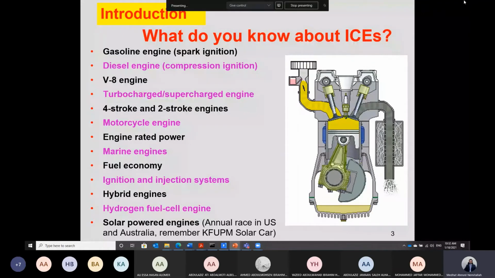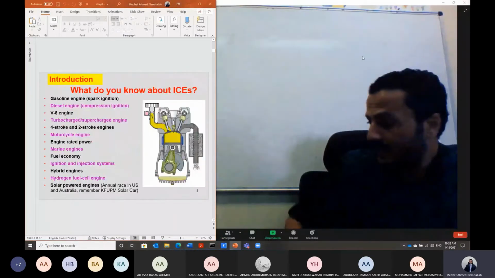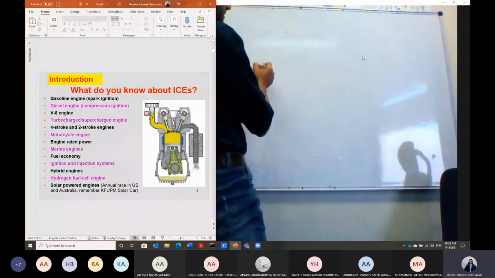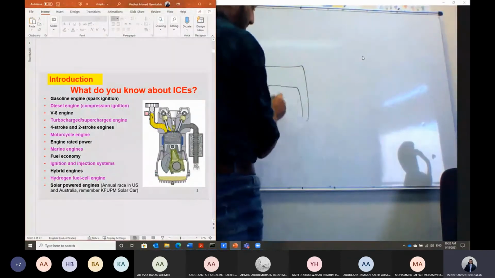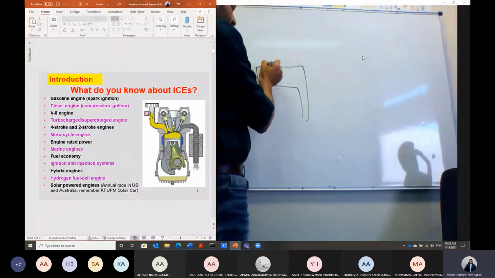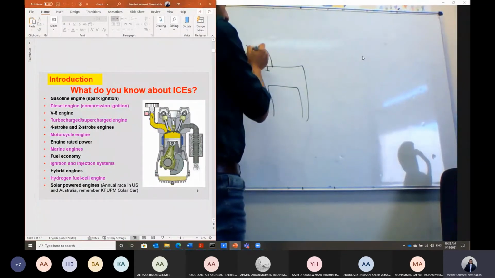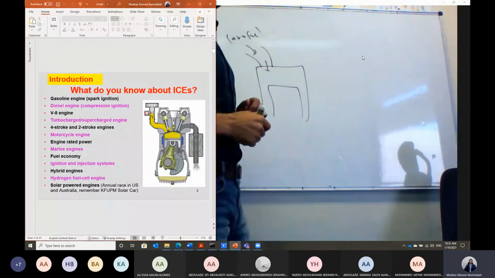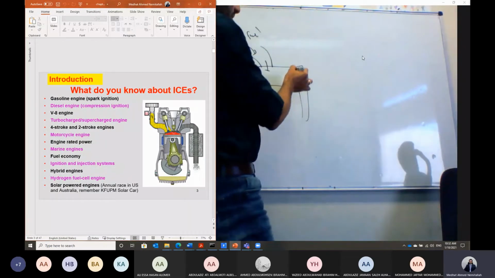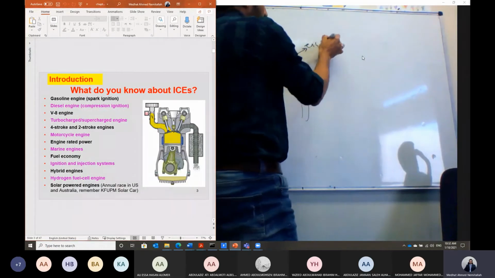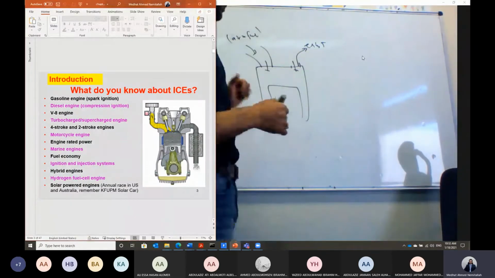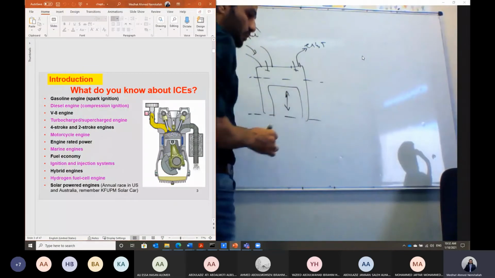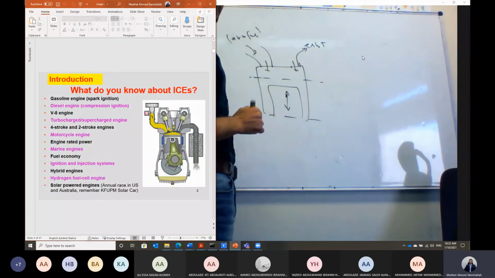So Shabab, if we have a piston here, let's say this is the cylinder, and inside the cylinder we have this piston. We have the intake valve here, Shabab, through which the air plus fuel are introduced, and here we have the exhaust valve where the exhaust is leaving the cylinder. This piston, Shabab, is moving inside the cylinder in a reciprocating motion. It is moving up and down.